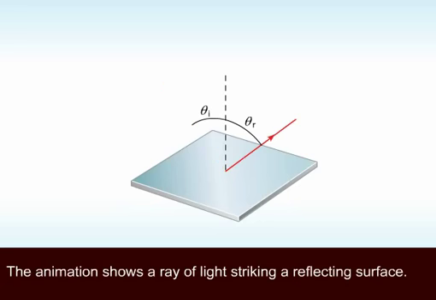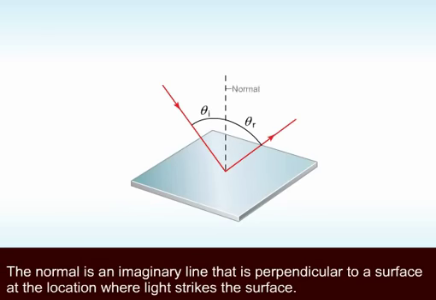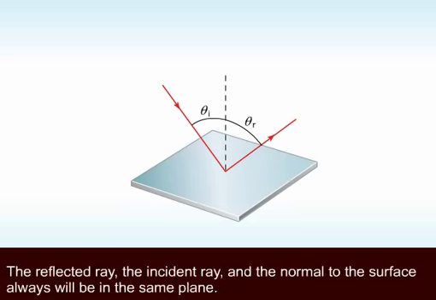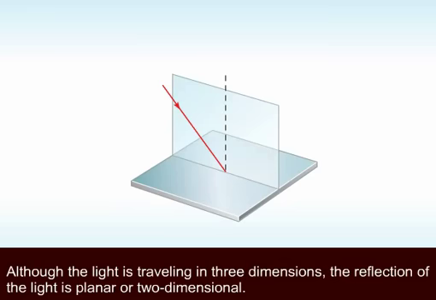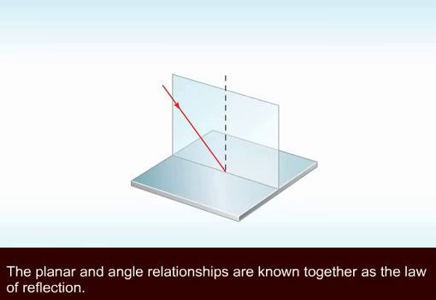The animation shows a ray of light striking a reflecting surface. The normal is an imaginary line that is perpendicular to a surface at the location where light strikes the surface. The reflected ray, the incident ray, and the normal to the surface always will be in the same plane. Although the light is traveling in 3 dimensions, the reflection of the light is planar, or 2-dimensional. The planar and angle relationships are known together as the law of reflection.